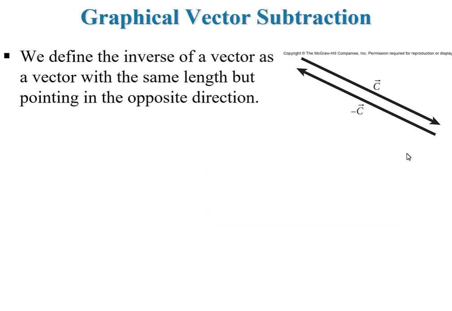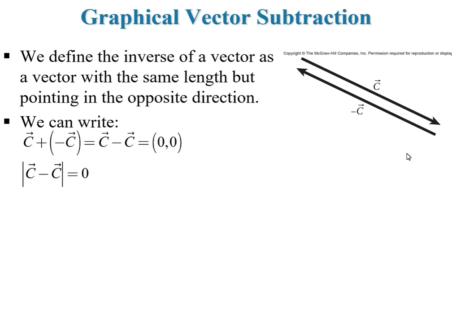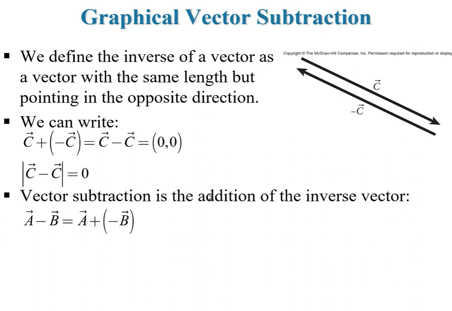Next, we have graphical vector subtraction. So we define the inverse of a vector as a vector with the same length but pointing in the opposite direction. So that means, for C, if you say negative C, it points in the opposite direction with the same length, so they can cancel out. That will be equal to 0. That is vector subtraction, which is the inverse of our addition.